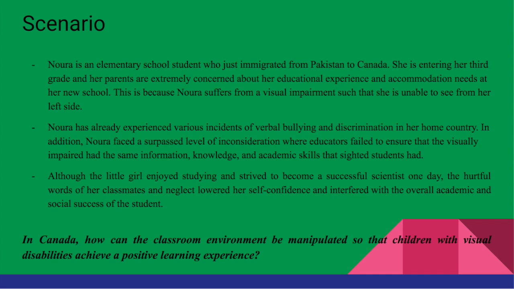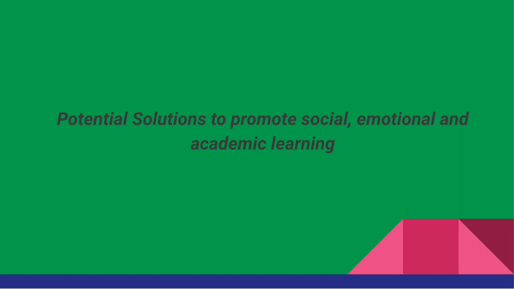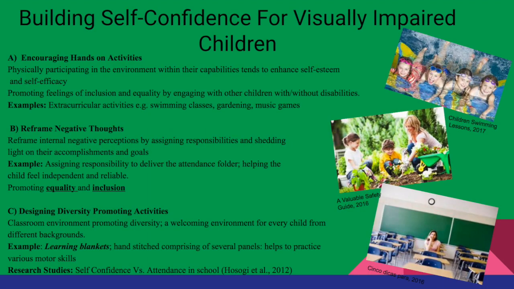So in Canada, how can the classroom environment be manipulated so that children with visual disabilities achieve a positive learning experience? Social, emotional, and academic learning in the classroom. Building self-confidence for visually impaired children. Encouraging hands-on activities. It is important to encourage the child to take part in various activities, which will help build self-confidence, and this will also help the child to feel included within his environment. For example, going to swimming classes with your friends, or even joining gardening activities with classmates at school. This will allow the child to engage with different people and also to build friendships.